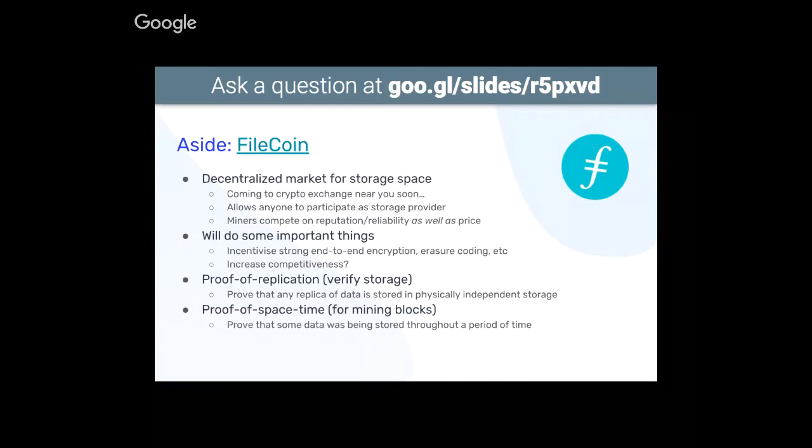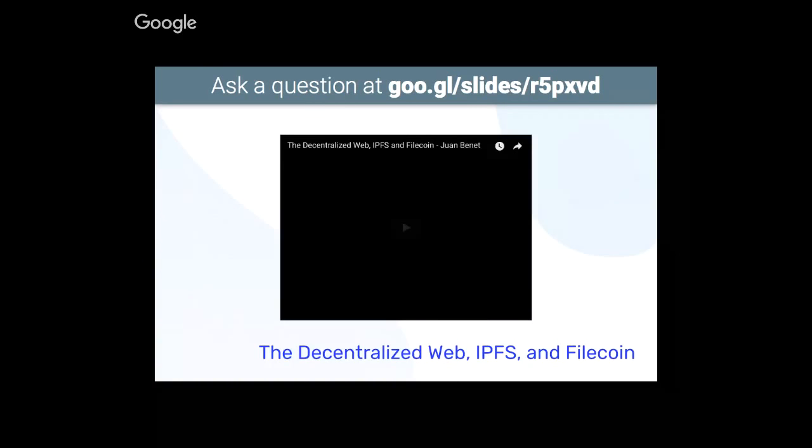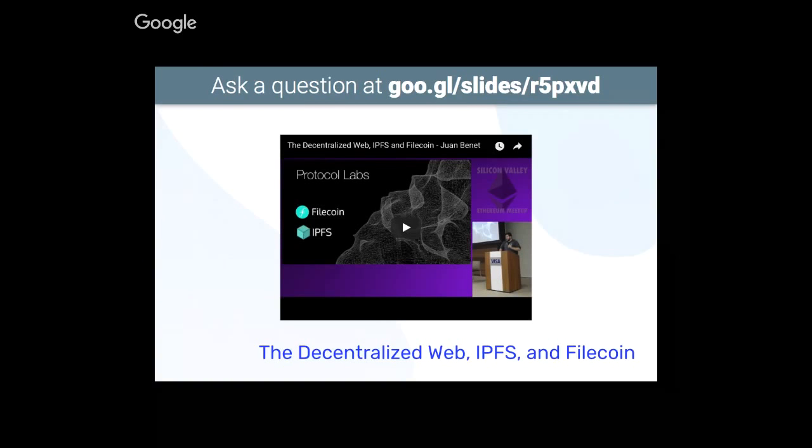So proof of replication and proof of space-time allow the Filecoin system to essentially run this storage market and then prove that storage is actually happening. Now, obviously, one slide isn't enough to explain a very complex game theoretic-based marketplace for buying and selling digital storage, but hopefully that gives you a brief idea of what's going on here and some of the motivation behind IPFS.